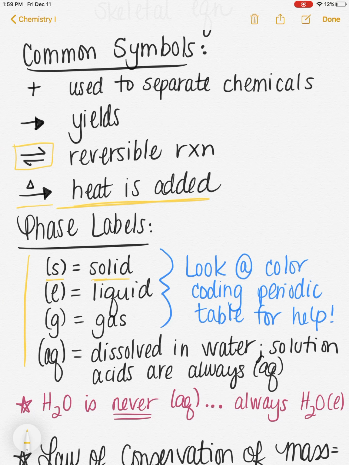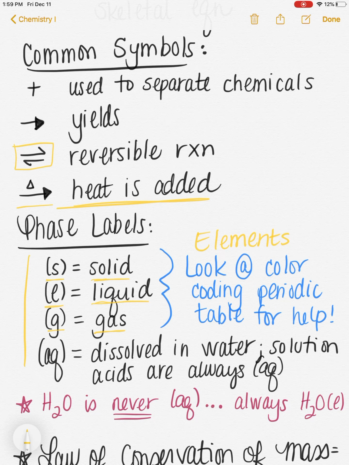If it's a liquid, we put a cursive lowercase l in parentheses. And if it's a gas, we put a lowercase g in parentheses. For elements, when you're trying to decide what their phase label is, a lot of the periodic tables, like the one in my classroom above my whiteboard, are color-coded, and the different colors will tell you if something is a solid, liquid, or gas. Another rule of thumb, most metals are solids at room temperature, except for, remember, mercury is liquid. It's the only liquid metal.